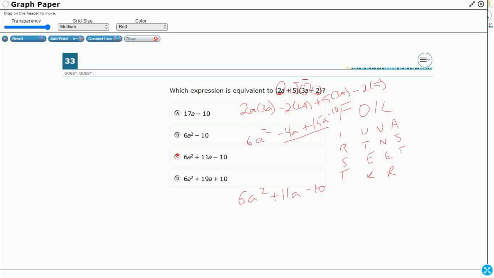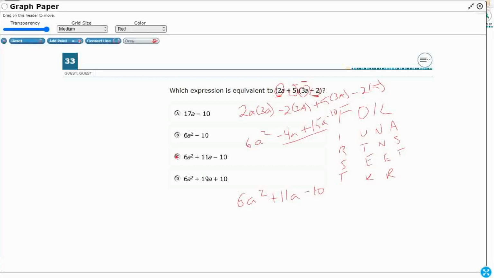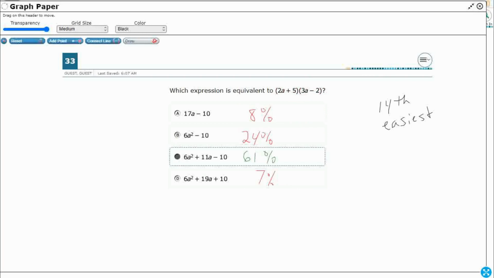Let's see how we did across the state of Texas. So this was tied for the 14th easiest. I actually thought it'd be a little bit easier. Only 61% of the students were able to get this correct. Look at our number one incorrect answer here. Fully 24%, almost a fourth of the entire state chose this one.